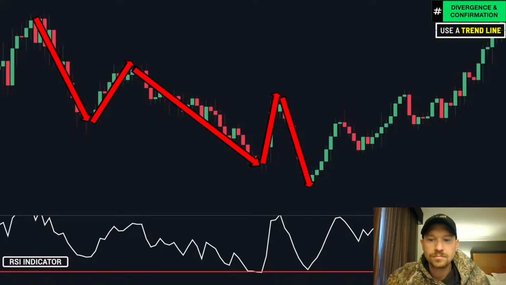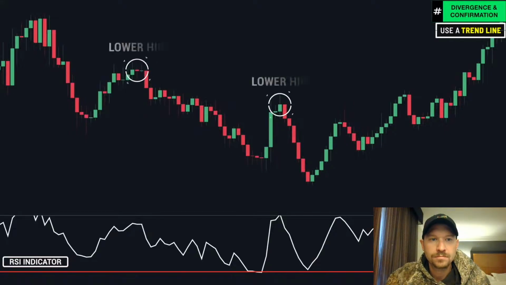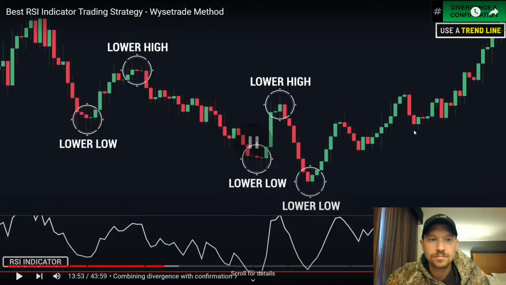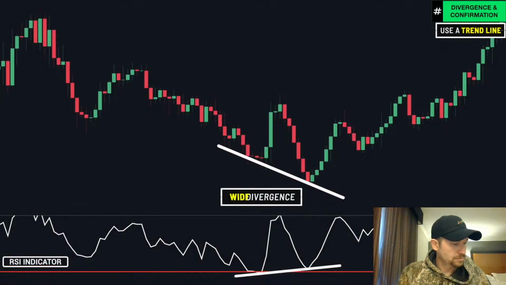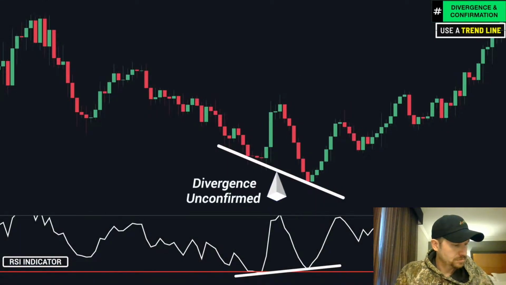This is a clear moving downtrend as price is making lower highs and lower lows. Do you see that? And then on the indicator RSI, it's going to show lower highs and lower lows as well. You then spotted your clear wide divergence. This again is your divergence unconfirmed.